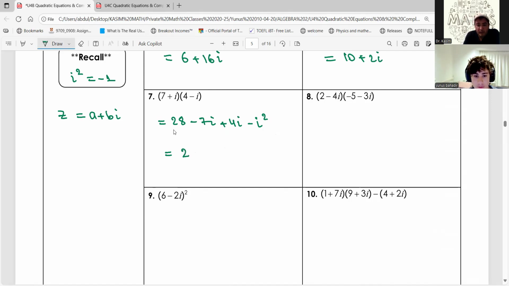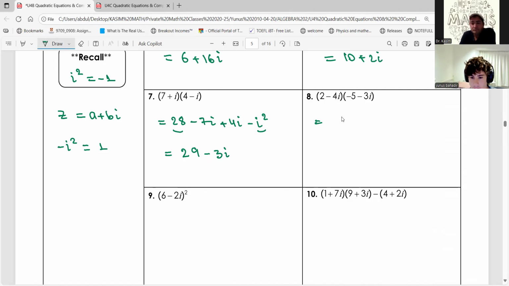No, no, no. I said 28 minus 7i plus 4i, minus i squared. What is minus i squared? It's plus 1, right? So it is 29 minus 3i. Okay, next. Let's expand this.